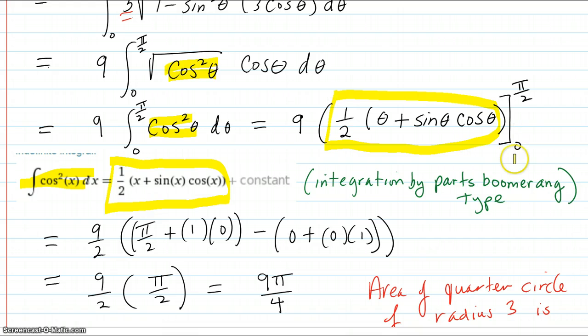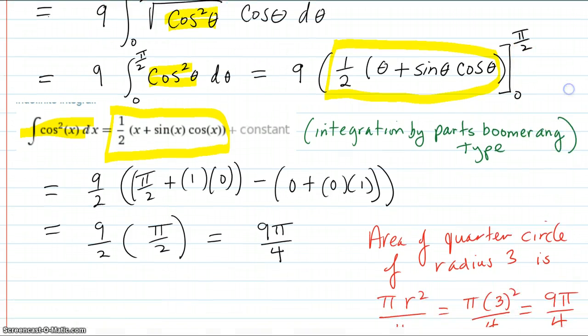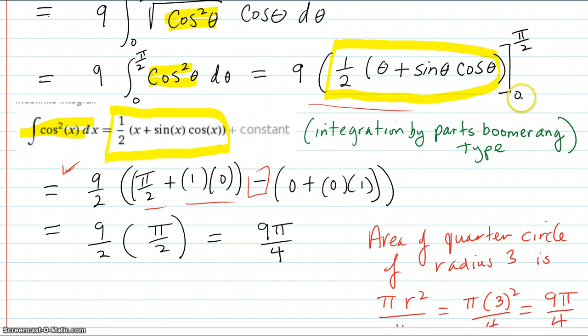And we're evaluating from 0 to pi over 2. So then we come down over to here, and we get this equals over here. 9/2 of substituting in pi over 2. Get this. Subtract, substituting in 0 in here. You get these. And so that all adds up to pi over 2. So you have 9/2 pi over 2, 9 pi over 4.